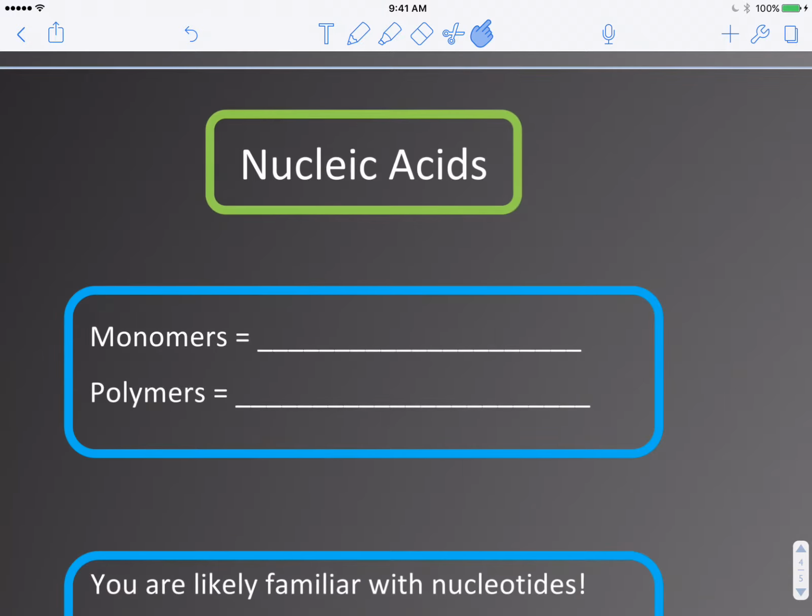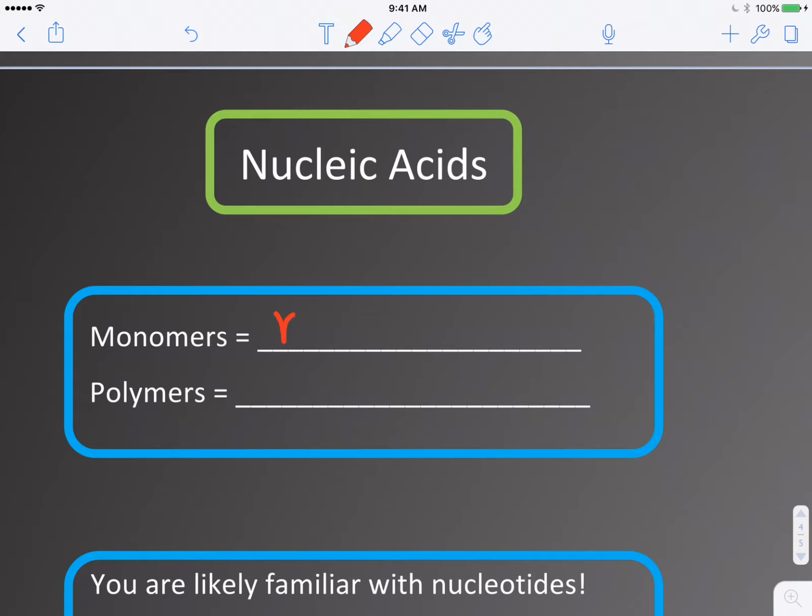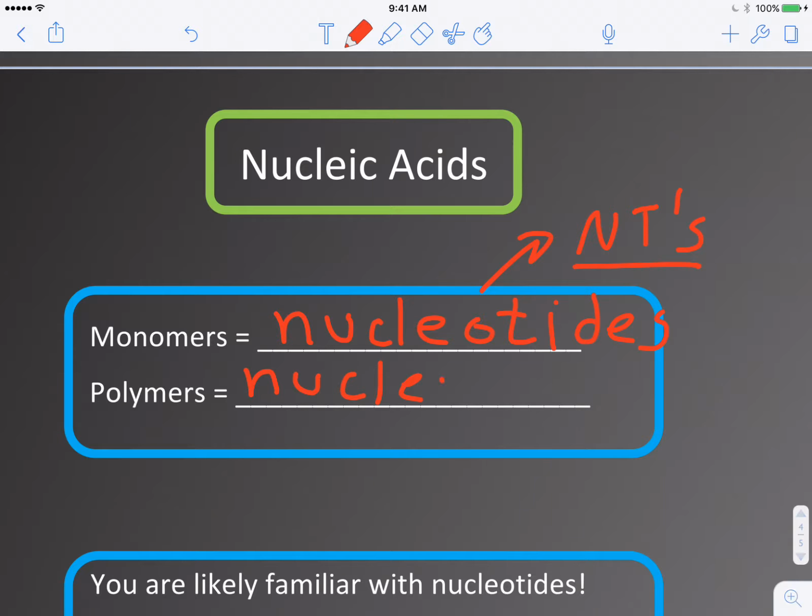So, again, remember these nucleic acids, as we've talked about, are macromolecules, so naturally they have monomers and polymers. The monomers are called nucleotides. And you definitely know what this is. I'm going to be referring to these as NTs a lot, so definitely know that abbreviation, okay? The polymers of a nucleic acid, you guys are going to love this. It's a nucleic acid. Does it get much easier than that? I don't think so, guys.